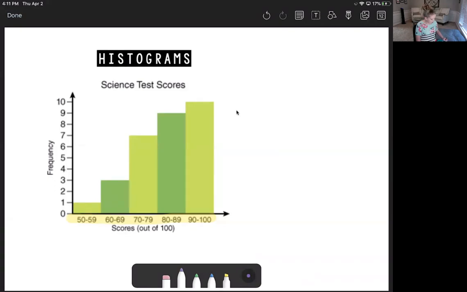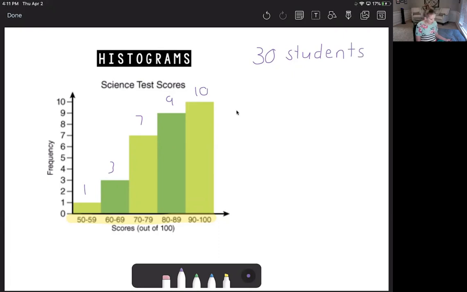So we know 1 student scored in that interval, 3 students scored in that interval, 7 students were in the 70 to 79 range. We've got 9 students here and 10 students there. If I add all that up, 9 plus 10 is 19. 19 plus 7 is 26. Plus 3 is 29, plus 1 is 30. So one thing I would be able to tell from this is that there were 30 students altogether on this graph. Okay, so you'll need to know that.